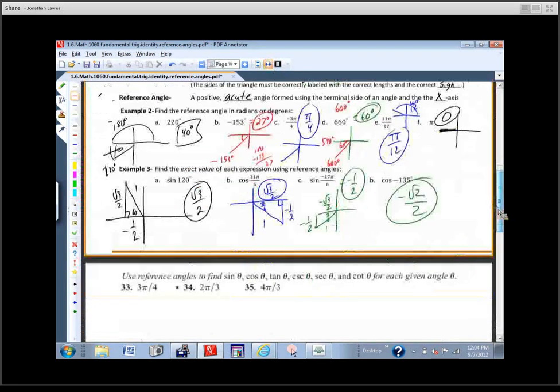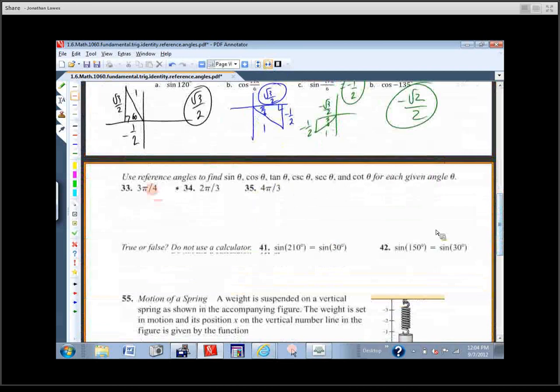Okay, back side of the page. It says use reference angles to find the sine, cosine, tangent, so all 6 trig ratios for that particular value of theta. This is actually out of your textbook. The one I'm going to focus on is this one right here. So we're going to do 23.